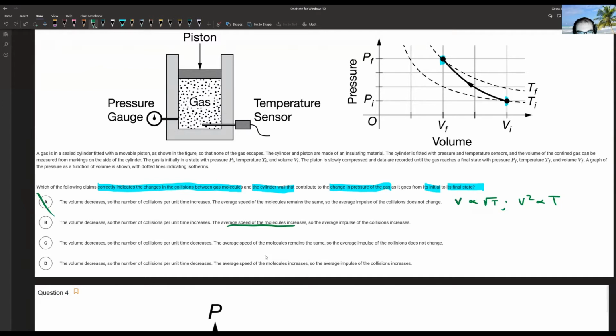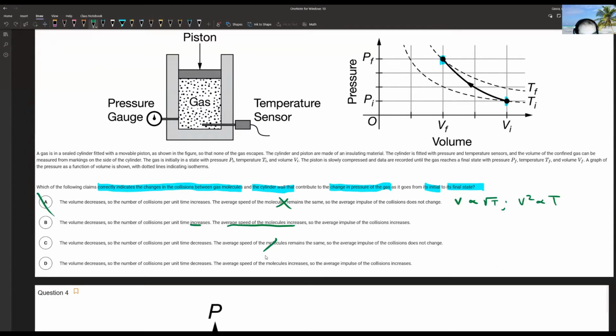The next part, the average speed of the molecules increases. Well, the temperature did increase. So I do agree that the average speed of the molecules increases. And so we're either with B or D in our answer choices. And they tell us the average speed of the molecules increases, so the average impulse of the collisions increases. Wait a minute. Okay, no, they weren't exactly the same.